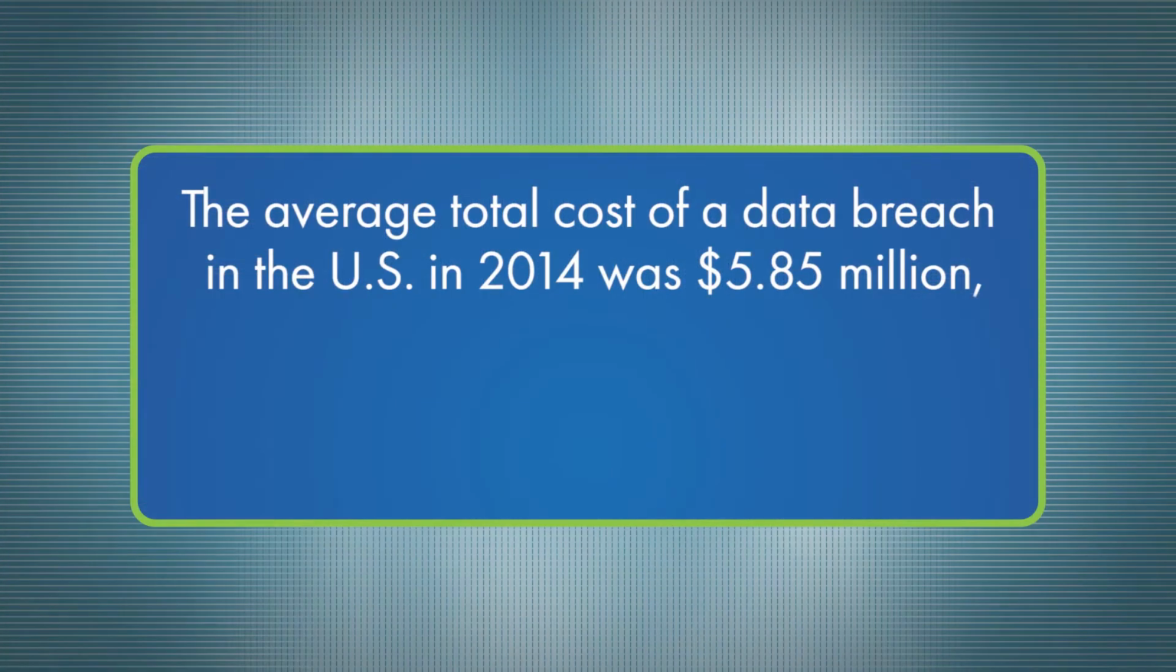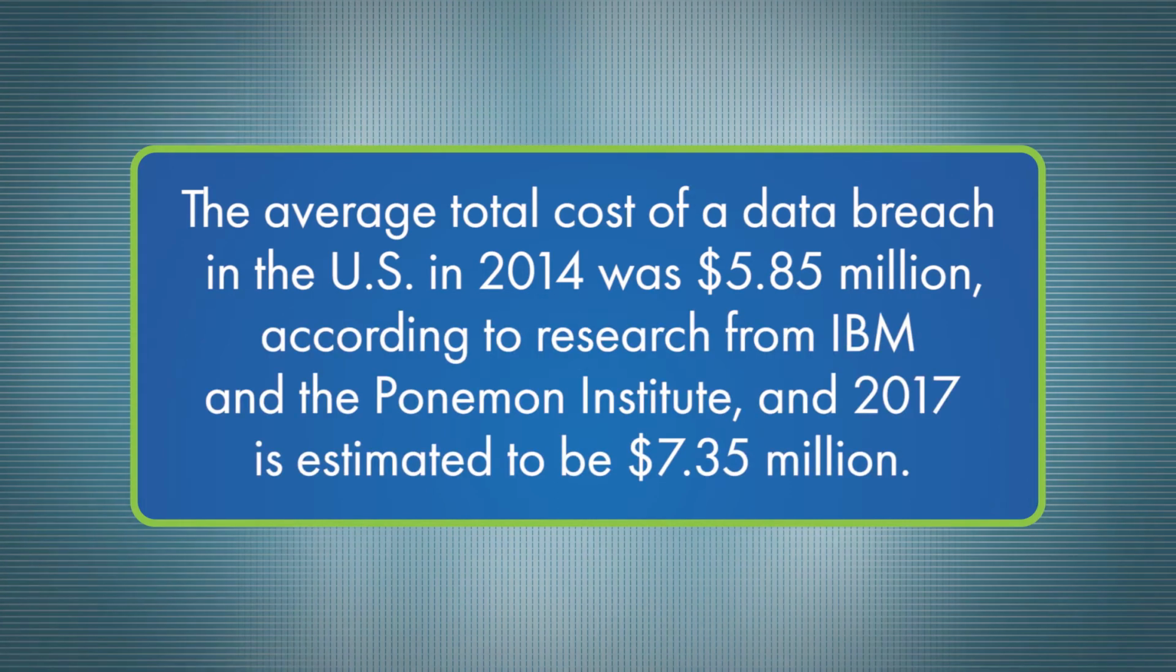Adam Lashinsky of Fortune magazine recently put things into perspective. The average total cost of a data breach in the US in 2014 was $5.85 million, according to research from IBM and the Ponemon Institute. And in 2017, it's estimated to be $7.35 million. The WannaCry ransomware attack alone, which crippled computers in more than 150 countries in May 2017, would cost as much as $4 billion, according to some estimates.